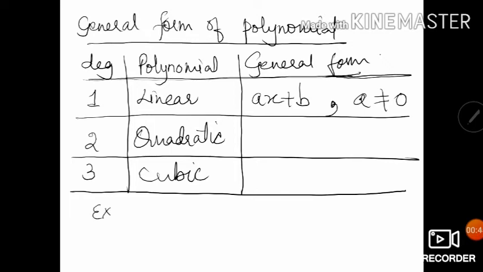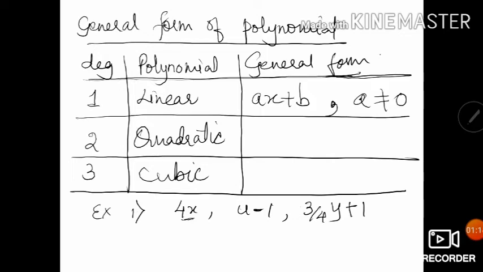Examples of linear polynomials: 4x minus 1, 3 upon 4 y. All these are linear polynomials. The maximum number of terms a linear polynomial can have is 2. It can have one term and maximum 2.